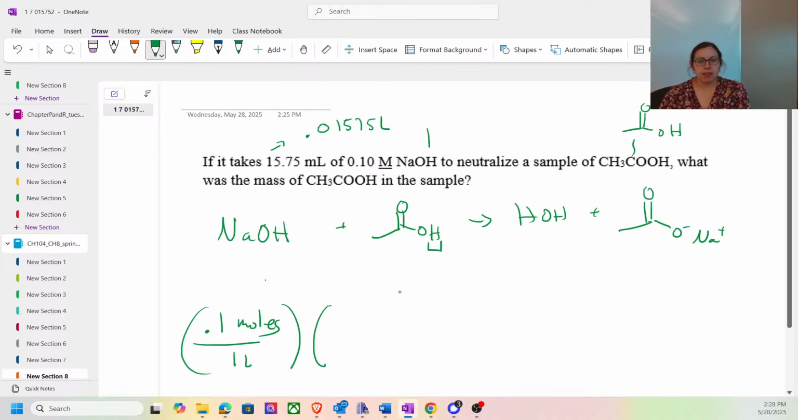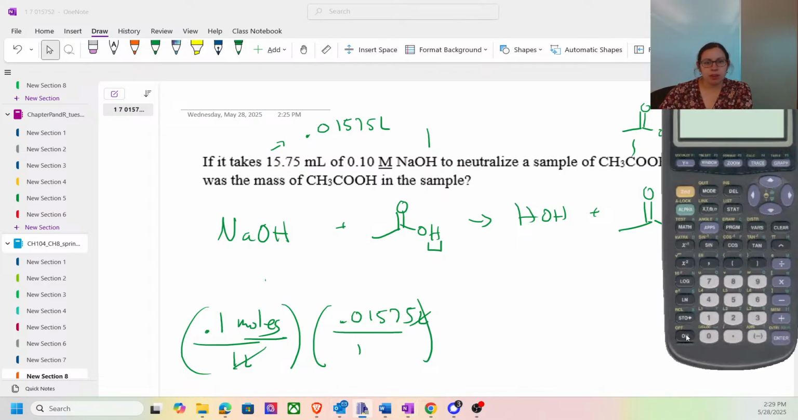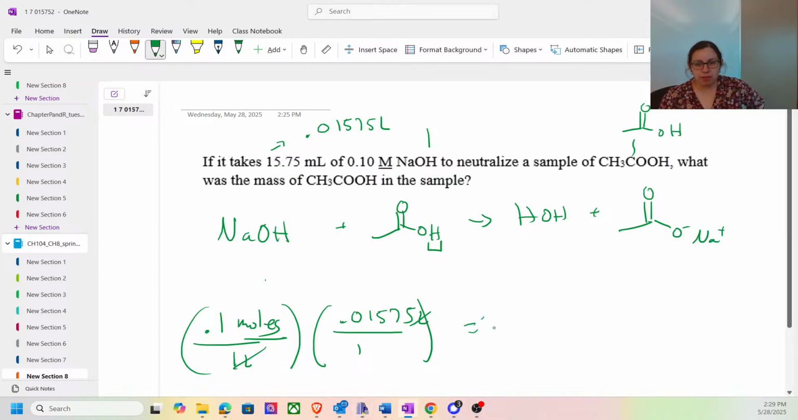So you can see how this is going to cancel. So multiply by the amount, again in liters there. So liters cancels. We're going to be left with moles. So now let me plug it in. So 0.1 times 0.01575. And then we get that many moles, so 0.001575. And again, that's moles of NaOH.